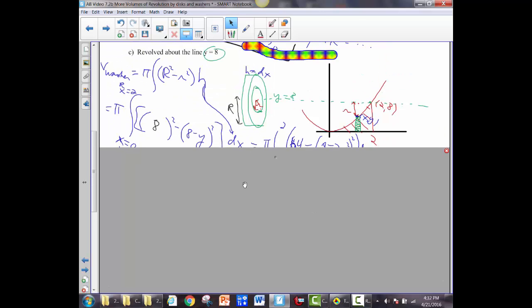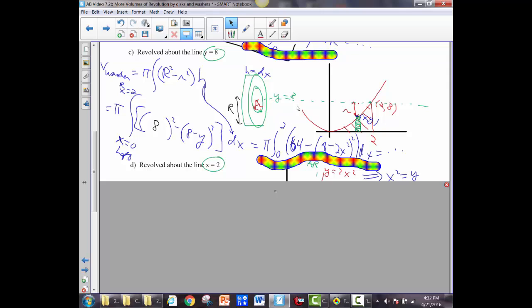Same region, but we're going to revolve it about the line y equals 8, which is this green line right here. Horizontal axis of rotation, rectangular strips have to be vertical. Make sure your rectangular strips go from, in this case, the bottom of the shaded region to the top of the shaded region, not beyond it, not underneath it. Okay, so obviously we have a gap.